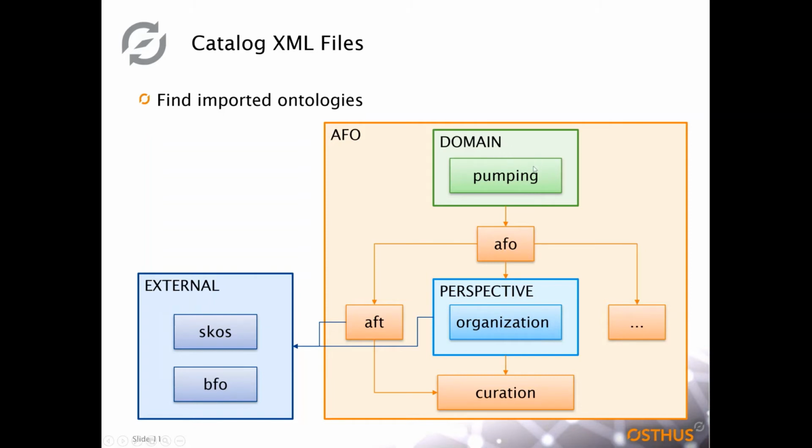And this file imports AFO. Everything in orange here is part of the core AFO. So we have a taxonomy here, or AFO. We have a bunch of other stuff. Then the AFO again imports a perspective, which is this perspective organization, which in turn then, along with the AFT, imports some external ontologies, like the BAFO that Amnon just presented, and SKOS, which is used for annotations like prefLabel and so forth. It defines what a label is, what a definition is.